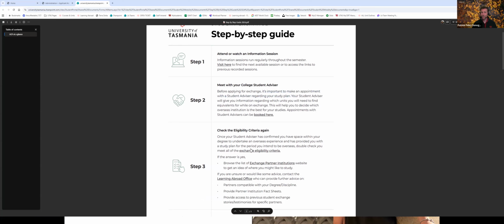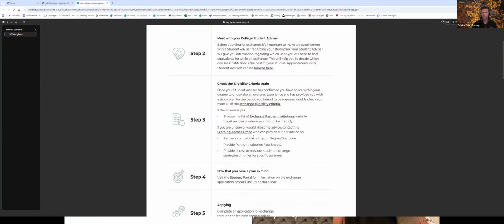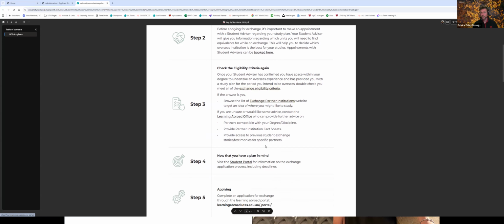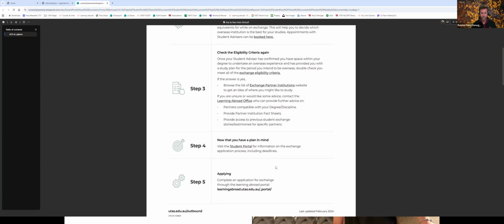Check the eligibility, really important. We'll spend a bit of time on this as we already have, but hyperlinks there, you can check out the eligibility criteria at your leisure. We have a lot of information on the student portal, really key. We have some information on funding and scholarships and more. So check out the student portal, a helpful place for all information for UTAS students.